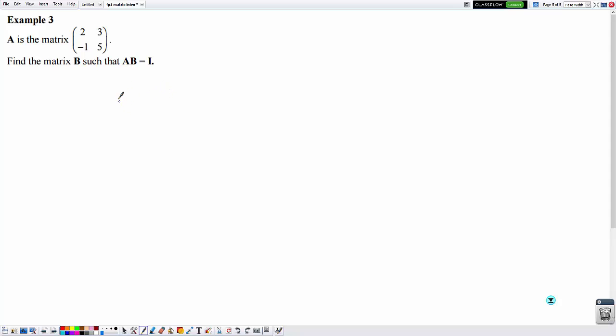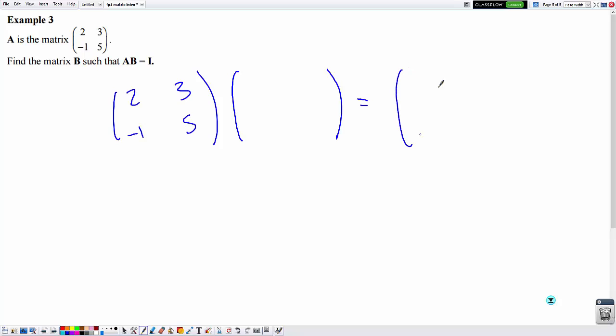So let's just write down the matrix A. So it's 2, 3, minus 1, 5. Now, we don't know what the matrix B is, and we want to work out what it is. We know it has to be square, because when we multiply it, we get I. Remember, this is A, this is B, and I is this.